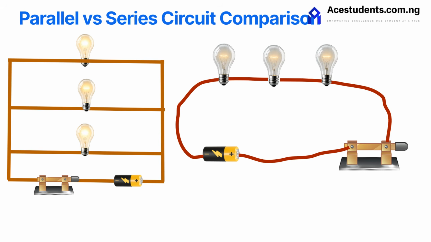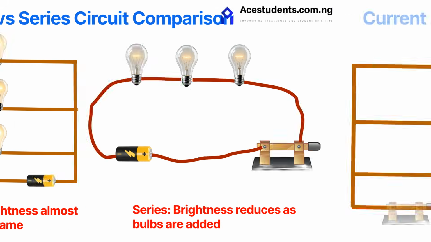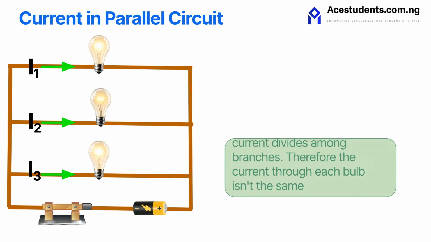This section compares series and parallel circuits. As we've seen, parallel circuits maintain consistent bulb brightness, whereas series circuit brightness decreases as more bulbs are added. In a parallel circuit, current divides among the different branches. This means the total current is shared, and the current flowing through each individual bulb isn't necessarily the same.